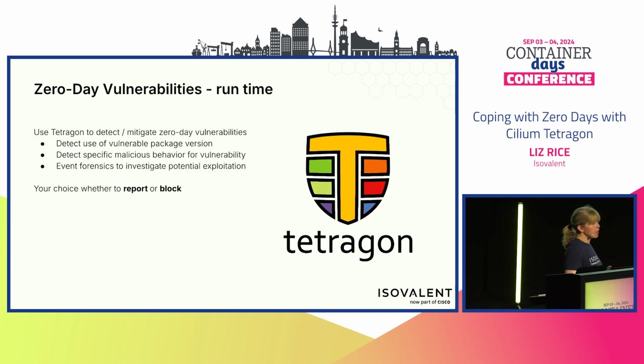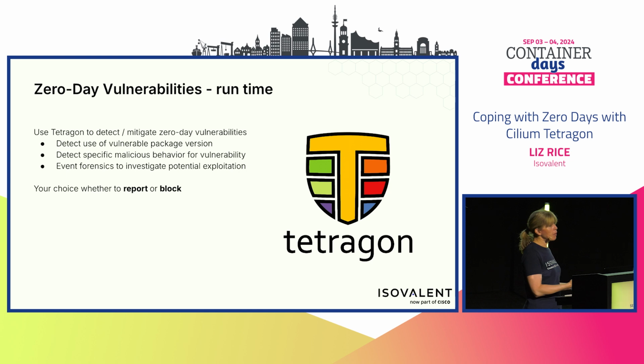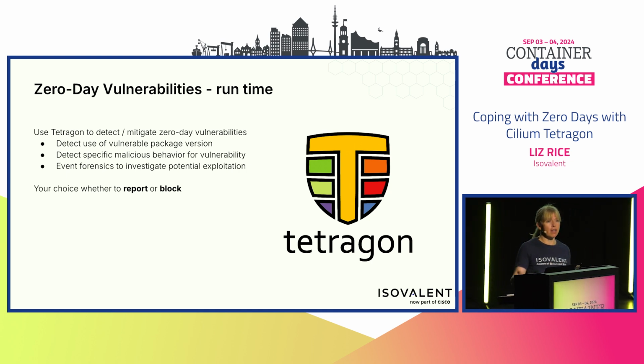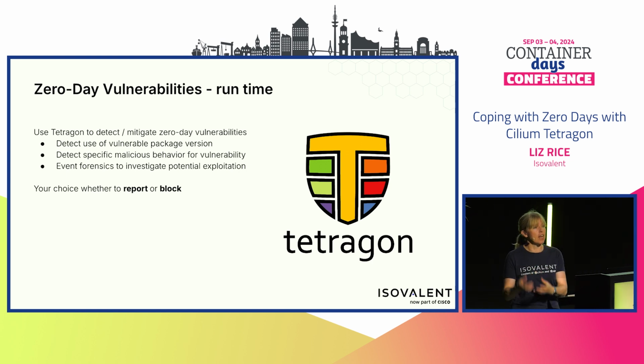What we can do at runtime using Tetragon is help to answer those questions. We can use Tetragon to figure out whether or not that vulnerable version of a package is running anywhere in our system. And we can also use Tetragon to look for specific bad behaviors. We can block those bad behaviors if we so choose. And because we've got all this rich information about the events that we're looking for, we can potentially understand when and how we got compromised if we discover that we have actually been exploited.